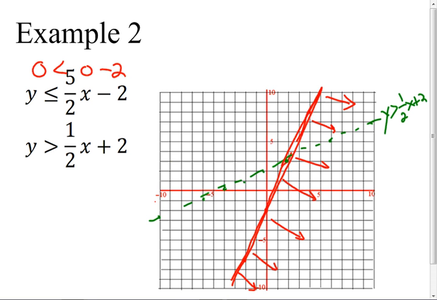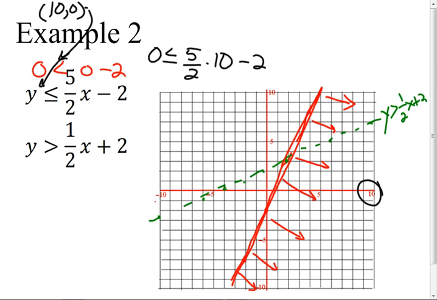If I try this number here, which is (10, 0), does that make this sentence true? Y is 0. Is that smaller than 5/2 of 10, minus 2? That's 50/2, that's 25, minus 2. That's true. So I can't list all the ordered pairs. I have to draw a picture. And so the half of the plane, Ray, gets shaded.